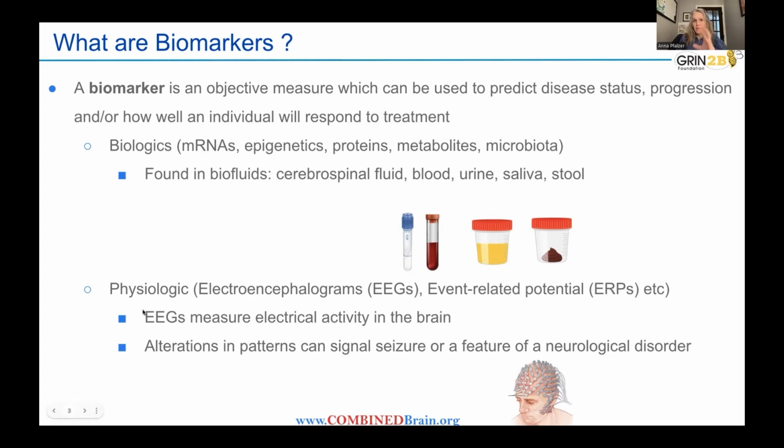So overall, very, very generally, EEGs measure electrical activity in the brain, which I'm sure, again, many of the people watching or listening are very familiar with, unfortunately. And more importantly, alterations and patterns of this EEG can signal a seizure or a different feature of a neurological disorder. And this is an example of the cap that you use when you're doing an EEG, or the most common way to measure an EEG.